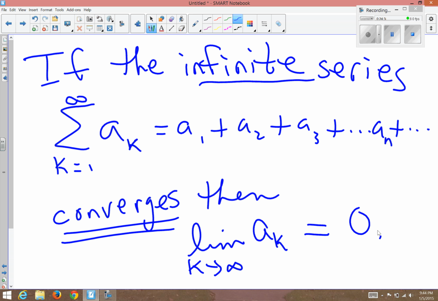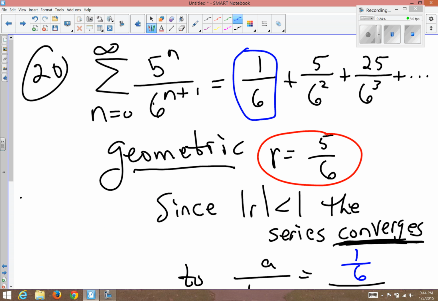I just want to point out that that's true for any time you have a series that converges. Like right here, here's a series that converges. And I say the limit of a sub k as k approaches infinity equals 0. What I mean is this term is close to 0. This term is even closer to 0. This is even closer to 0. That'll be true for any series that converges.